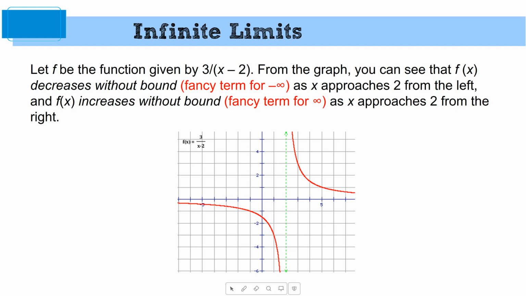The trick here is going to be, without looking at a graph, even though I've given you a graph, are you going to be able to tell what happens around the asymptote? Which direction is it going to go, is it going to increase or decrease without bound? And like it says up there, that's the fancy way of saying it goes to infinity or negative infinity.